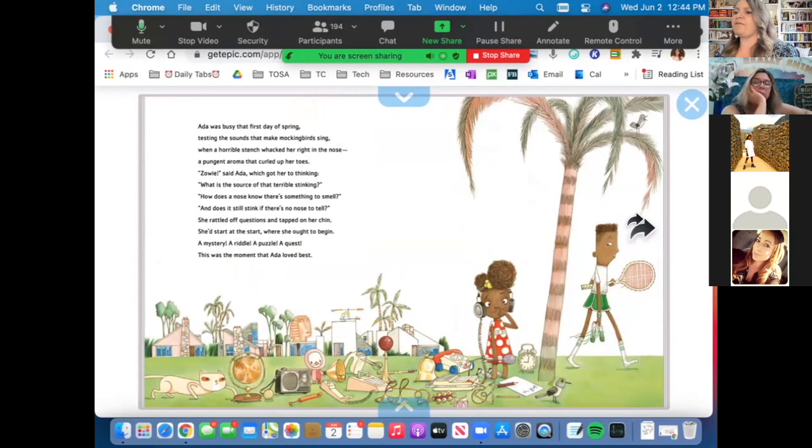Ada was busy that first day of spring, testing the sounds that make mockingbirds sing. When a horrible stench whacked her right in the nose, a pungent aroma that curled up her toes. Zowie, said Ada, which got her to thinking, what is the source of that terrible stinking? How does a nose know where there's something to smell? And does it still stink if there's no nose to tell? She rattled off questions and tapped on her chin. She'd start at the start where she ought to begin.